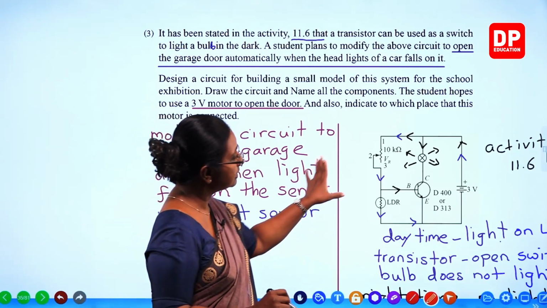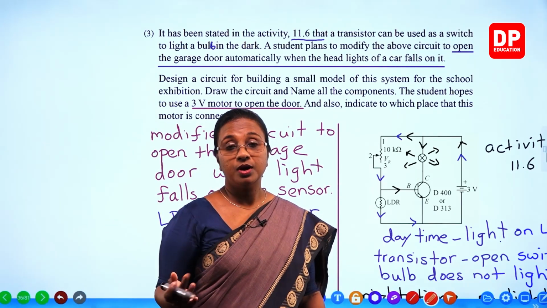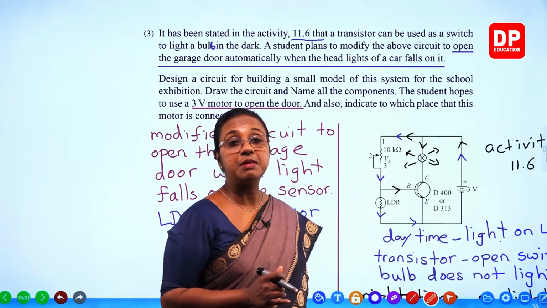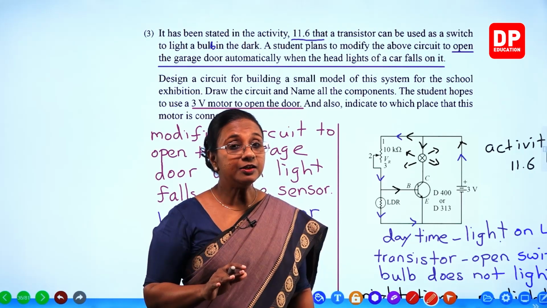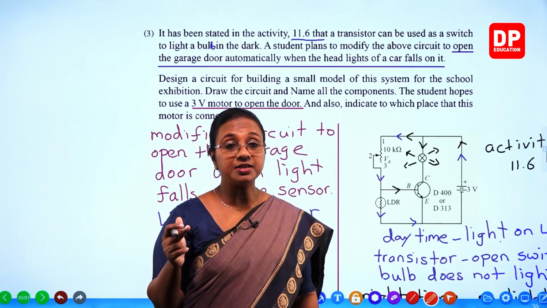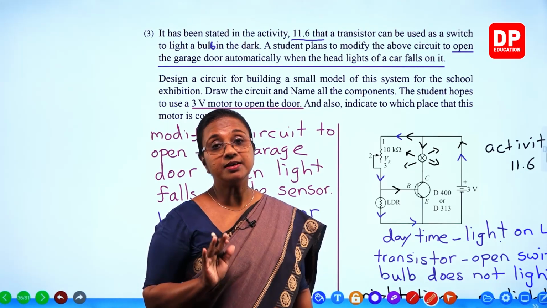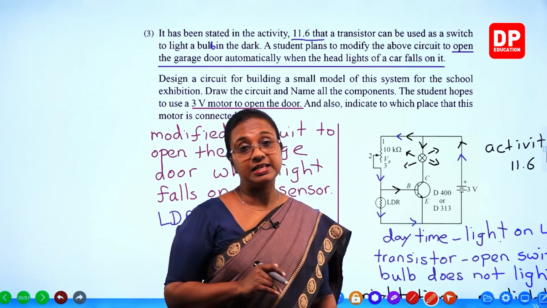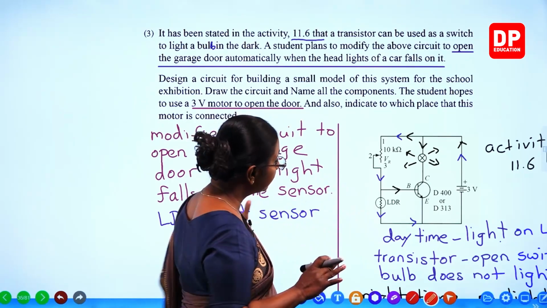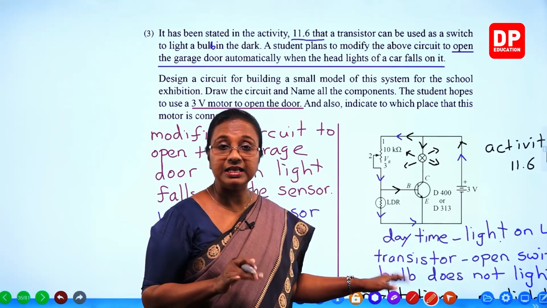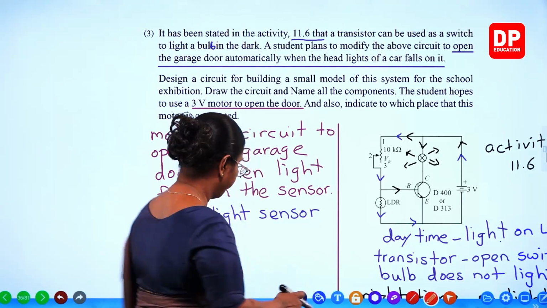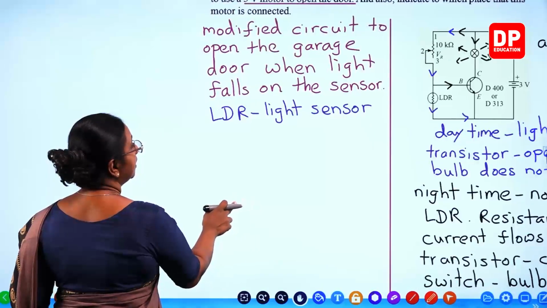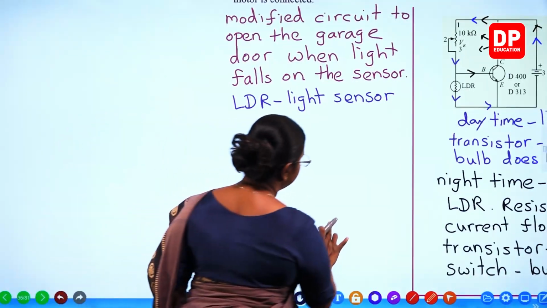But can we use the same circuit? No. Why? Because in this circuit, during night time only the bulb lights. But here we want the motor to function when light falls on the circuit. So, to do that, we need to change the position of the LDR. So, what I will do is, I will first draw the modified circuit, and then I will explain it to you all. I am going to draw the modified circuit here.